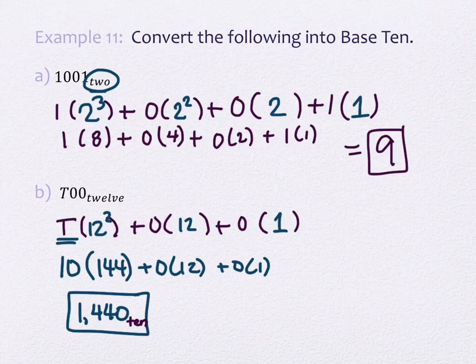Okay? Now, I want you to notice something that's very interesting here. This is a 4-digit number in base 2, and it's a 1-digit number in base 10. This is a 3-digit number in base 12, and it's a 4-digit number in base 10. What do you conjecture is going on in terms of the length of the number and the size of the base? What does it look like happened?